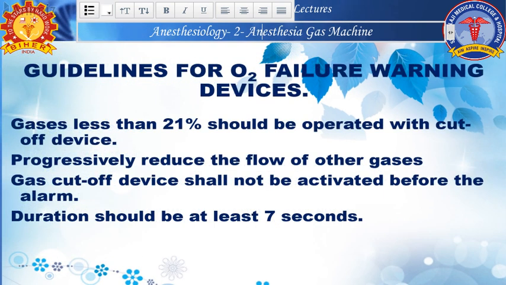So the basic guidelines for the O2 failure warning device are: gases with less than 21% oxygen should be operated with a cutoff device. They should progressively reduce the flow of other gases. And the gas cutoff device shall not be activated before the alarm. Only first the alarm should be given, and only then should that be activated. The duration should be at least 7 seconds.